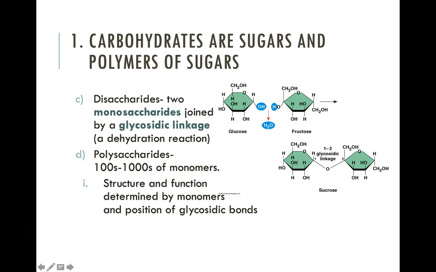But remember, this always goes back to structure and function. We have some very specific carbon structures that have very specific functions in the organisms, and that function and that structure is determined by the specific monomers that that carbohydrate is made of, and also the position of those glycosidic bonds. If you look at that ring, depending on how the rings are positioned and where the bond actually forms, you can have different functions for these carbohydrates.